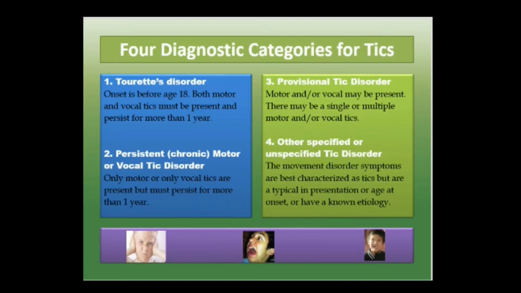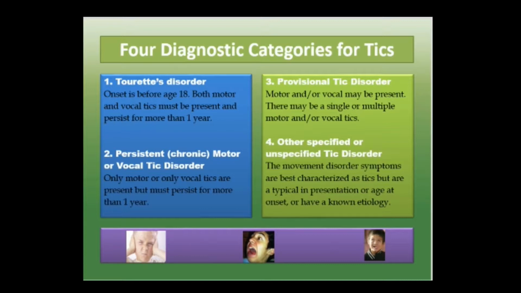Number two, we have the persistent motor or vocal tic disorder. This is also known as chronic. Think about something that is chronic. It has been there a good while. It is constantly presenting itself. It has become the order of the day. Persistent motor or vocal tic disorder only shows either motor or vocal tics. And those that present themselves must also persist for more than 1 year.